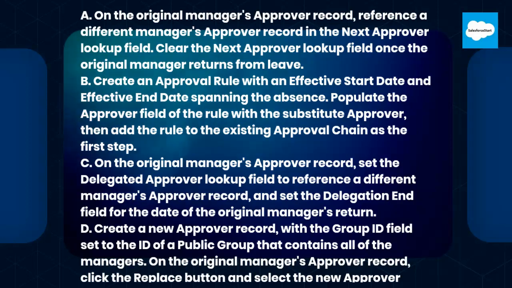C. On the original manager's approver record, set the delegated approver lookup field to reference a different manager's approver record, and set the delegation end field for the date of the original manager's return. D. Create a new approver record, with the group ID field set to the ID of a public group that contains all of the managers. On the original manager's approver record, click the Replace button and select the new approver record.